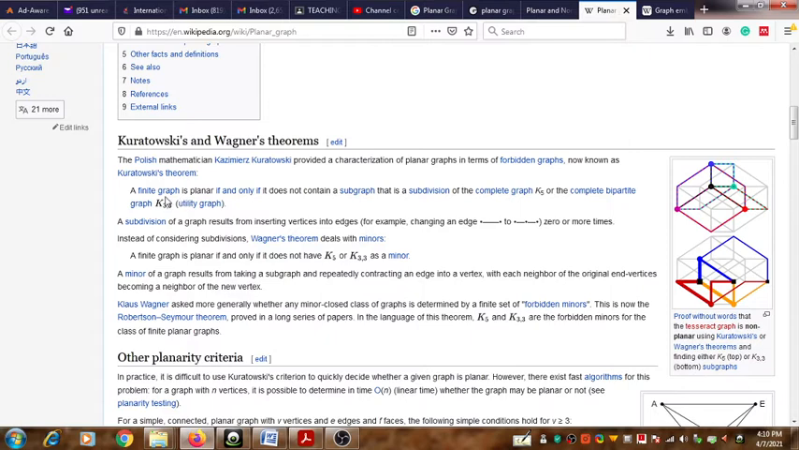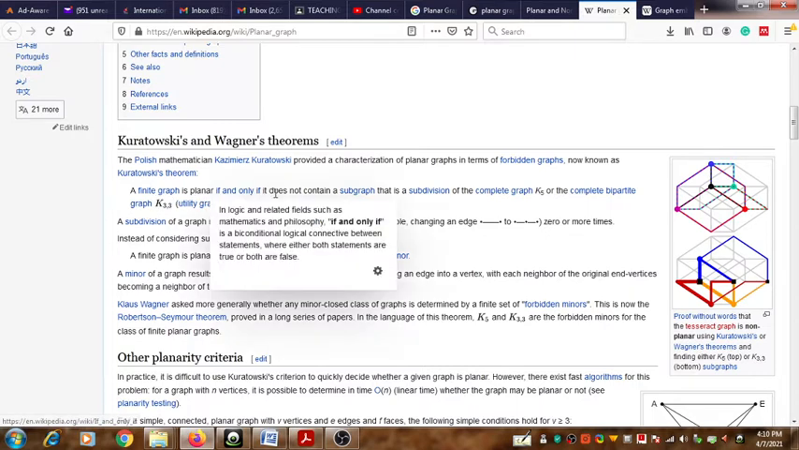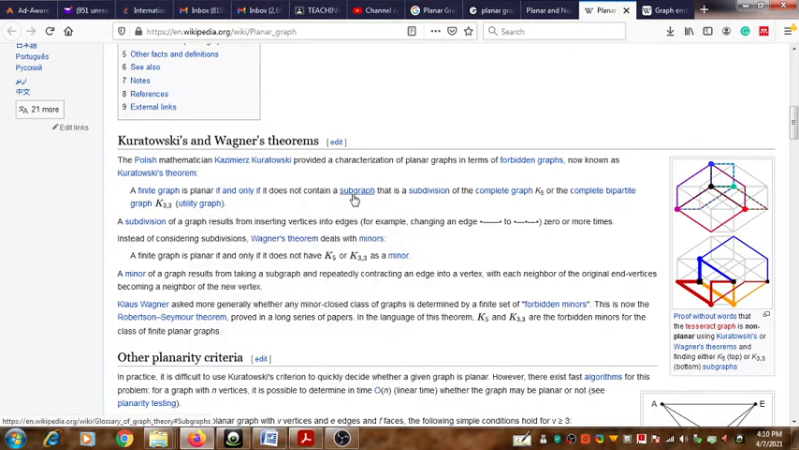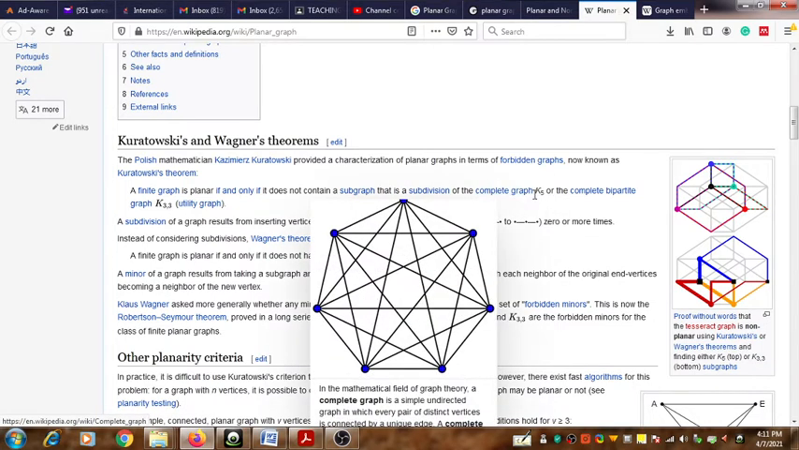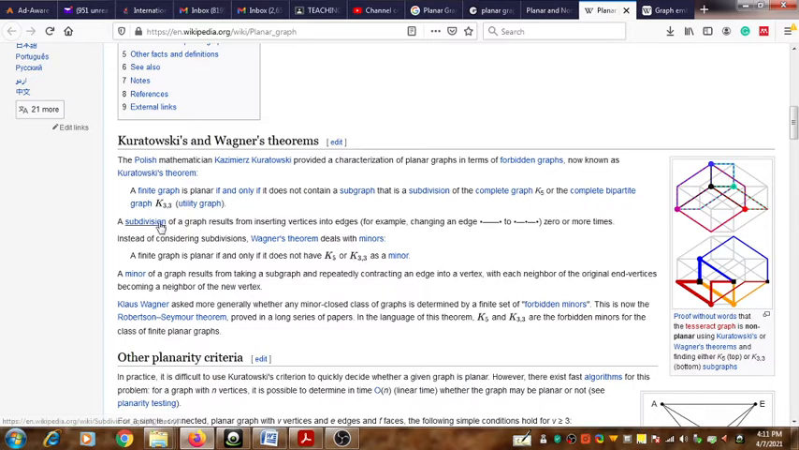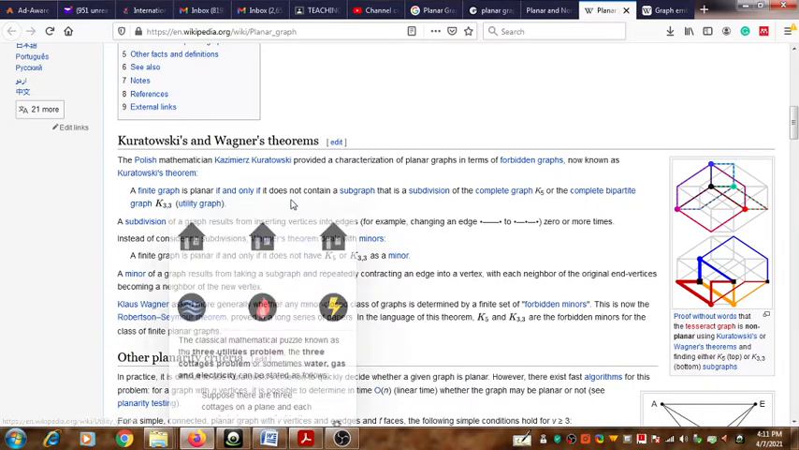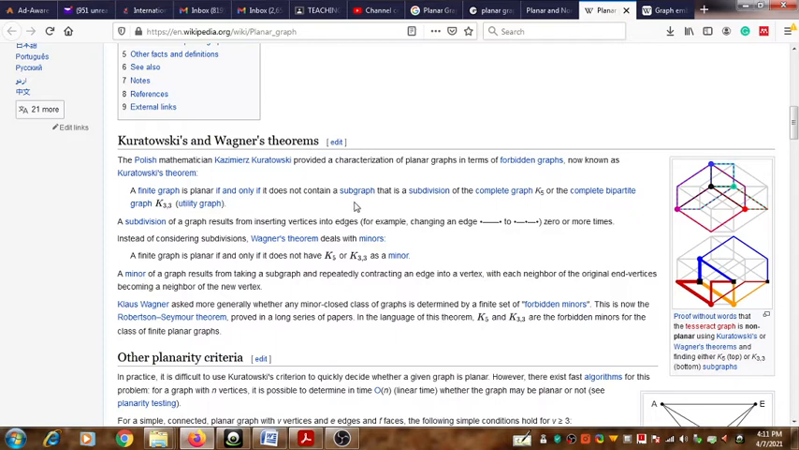Let's state the first result. A finite graph is planar if and only if it does not contain a subgraph that is a subdivision of the complete graph K5 or the complete bipartite graph K33. So this is the first result, which helps us to test the planarity of a given finite graph.